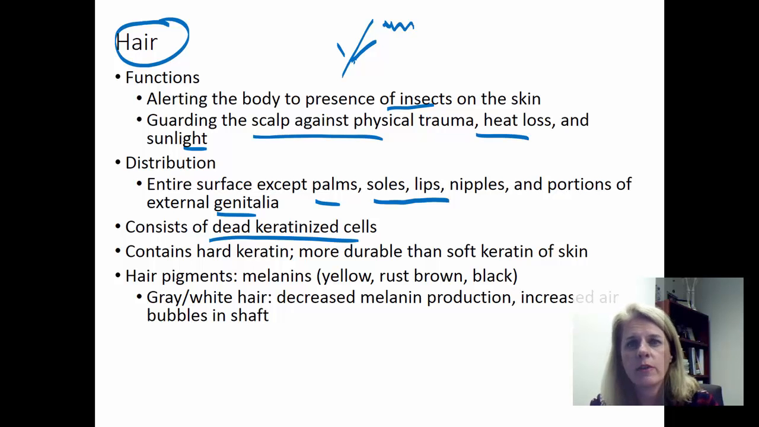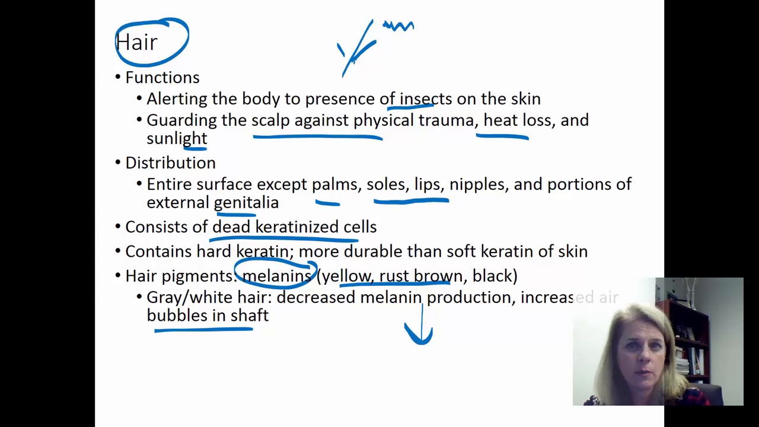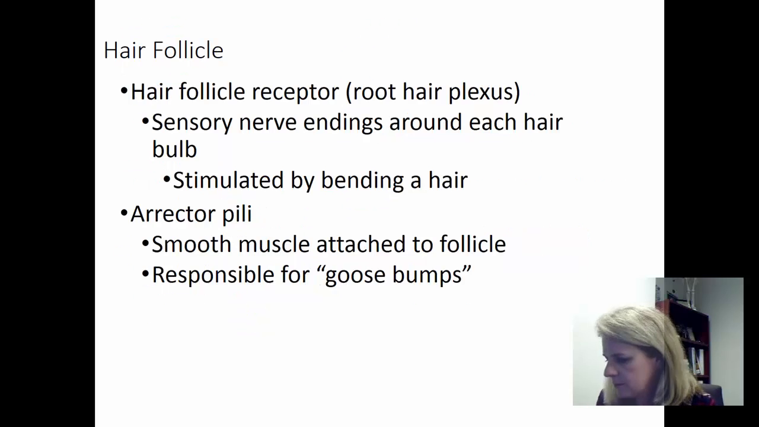The same reason that your skin has color, melanins are found in your hair, and they come in the same pigments, yellow to black, and so the color of the melanin tells you what color hair you have. So the darker the melanin, the darker the hair. As you get older and your hair becomes gray, the melanin production goes down, and you actually get bubbles in the hair shaft. So gray hair is really just clear hair with no melanin.